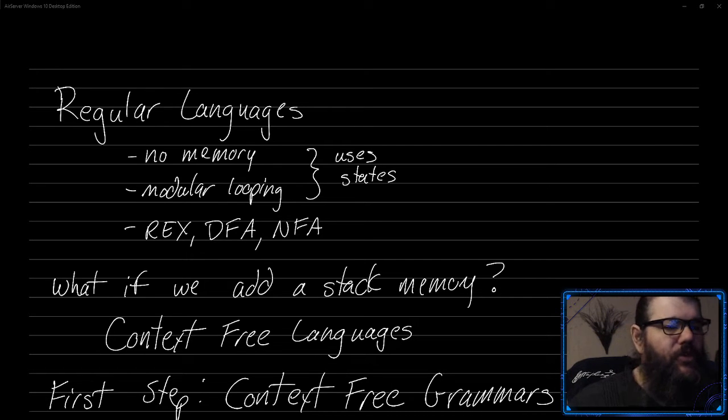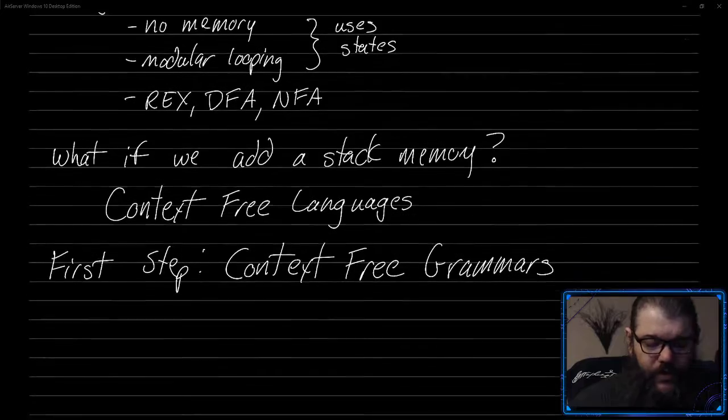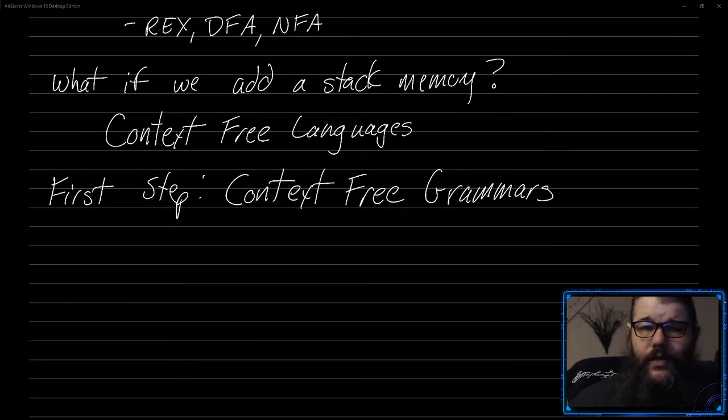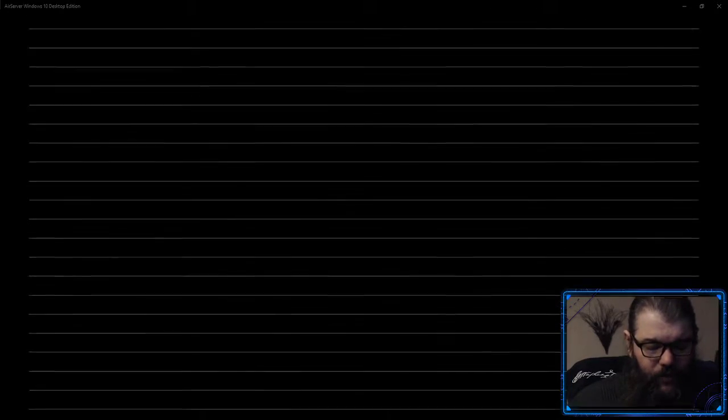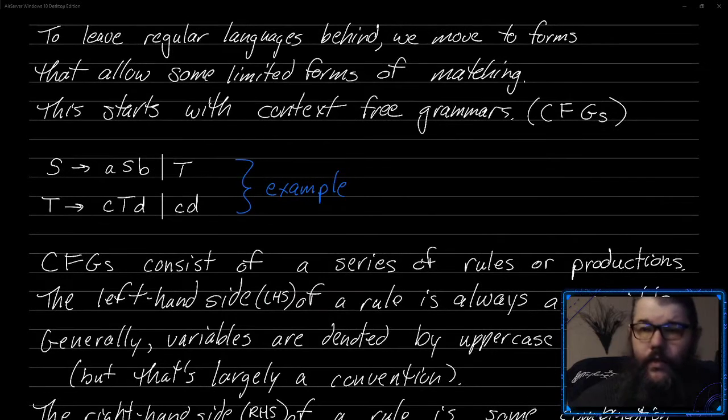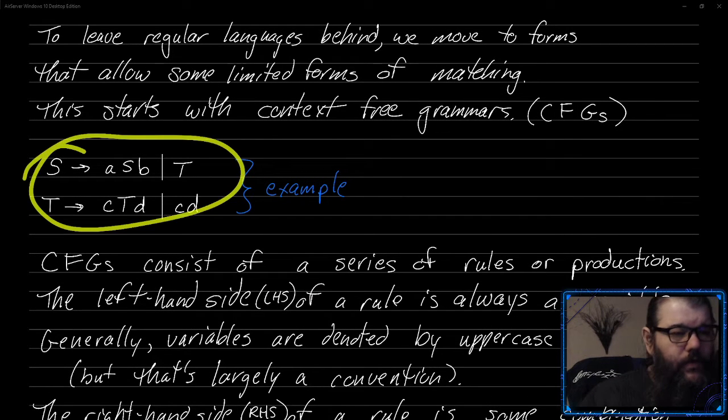It's a state-based machine. This place that we're moving to are called context-free languages, and in specific, our first step into context-free languages are context-free grammars. So a context-free grammar looks a lot like this, okay? This is what we're looking at here. This is a context-free grammar.